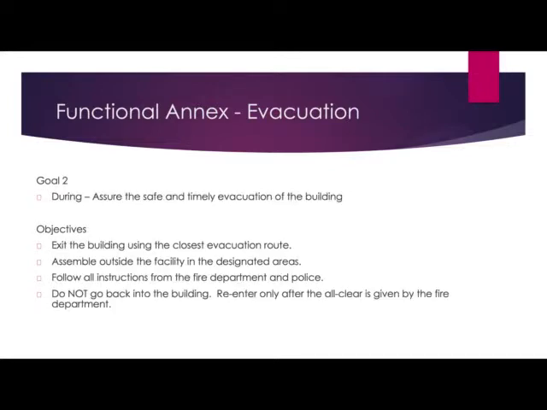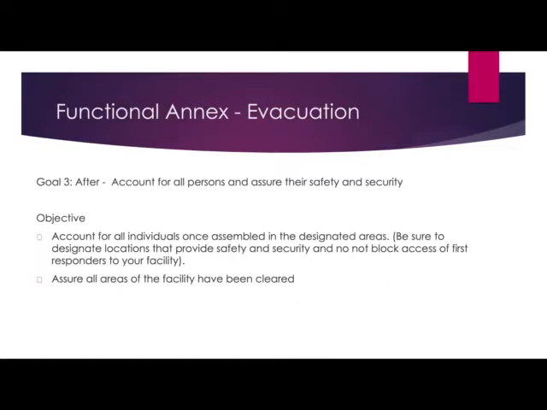Moving on, I carried out the same activity of establishing objectives for Goal 2, assuring the safe and timely evacuation of the building. Here my objectives are to assure everyone exits the building, assembles in a designated area, and follows the instructions of the fire and police department upon arrival. I still need to decide which exits will be used and where my designated areas of assembly might be. I'll finish our objectives first. Finally, I complete my objectives for Goal 3 by accounting for the individuals to assure that everyone has exited the building.